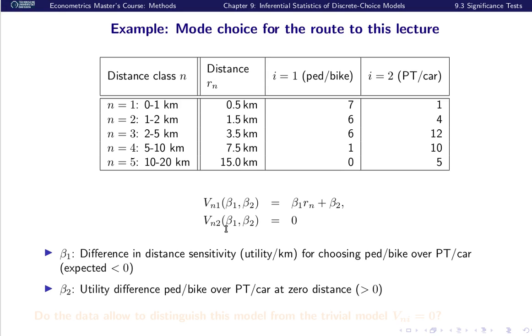Alternative 2 is the reference, and obviously beta 1 is the sensitivity to distance of the alternative 1. It's expected to be negative, because if the distance gets larger, then alternative 1 is less attractive. And beta 2 is just the alternative specific constant, which is an ad hoc preference for 0 distance, and that is expected to be positive, because at 0 distance you would not like to go to a public transport or to take out your car. So what do you get?